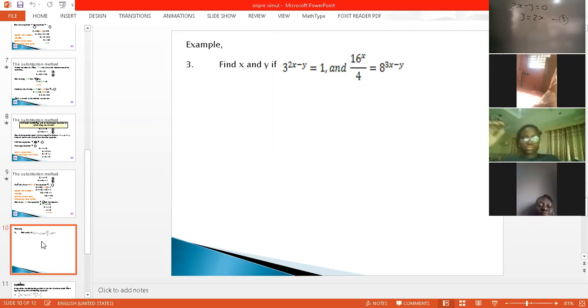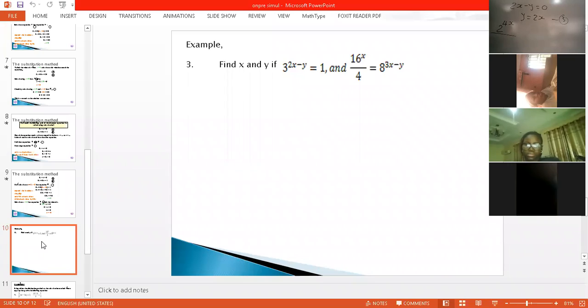Now, for that of 16, you will have what? 2 raised to what power? 2 to the power of 3 will give you 8. So to the power of 4 will give you 16. 2 to the power of 4, that is 16. And you put down your x beside it. Then for 4, 2 times 2 will give you 4.